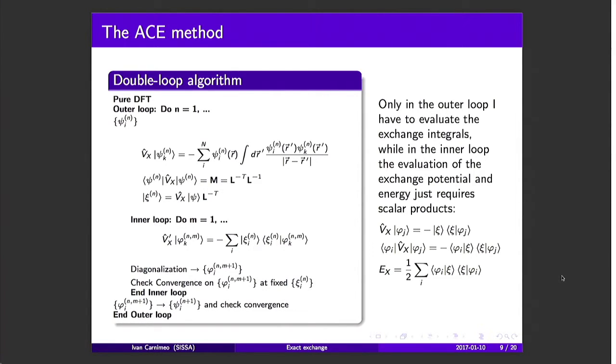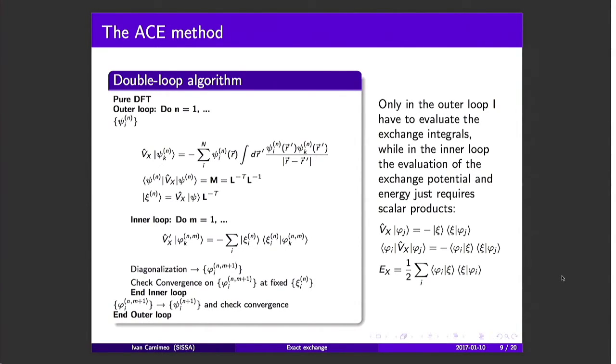We have the Vx times psi. We have the matrix here. We can assemble the Xi vectors. Once we have the Xi, this is not a big deal because the computational time for doing this is very small with respect to the time necessary to do this. So it's a fast step.